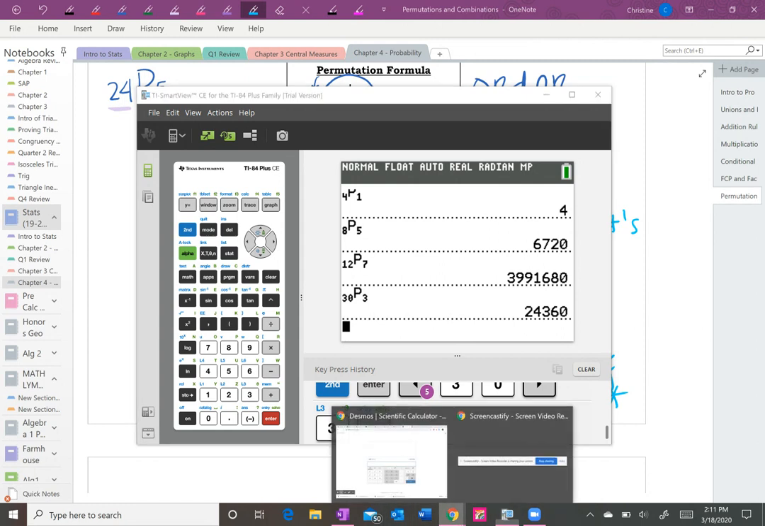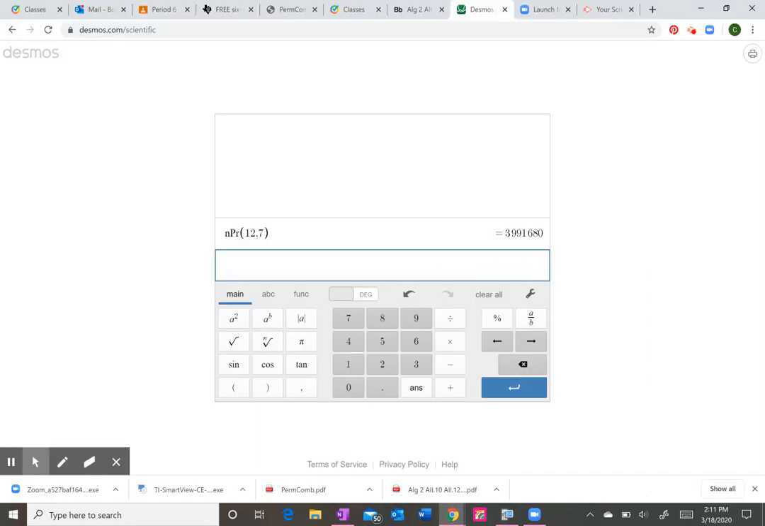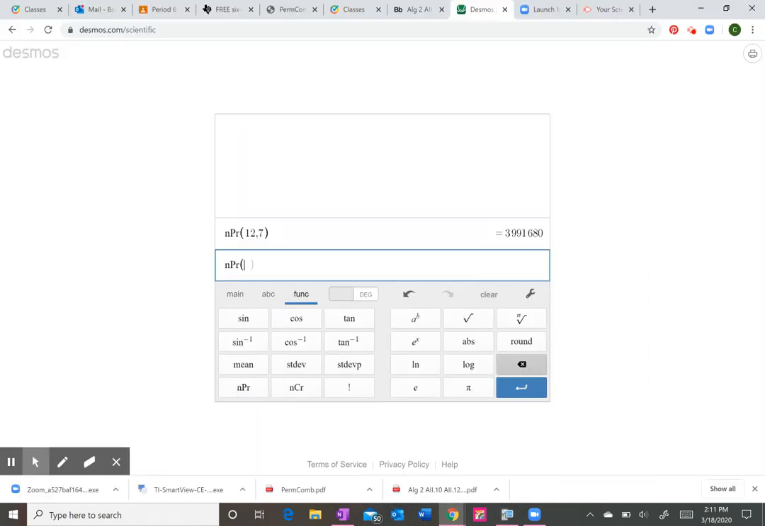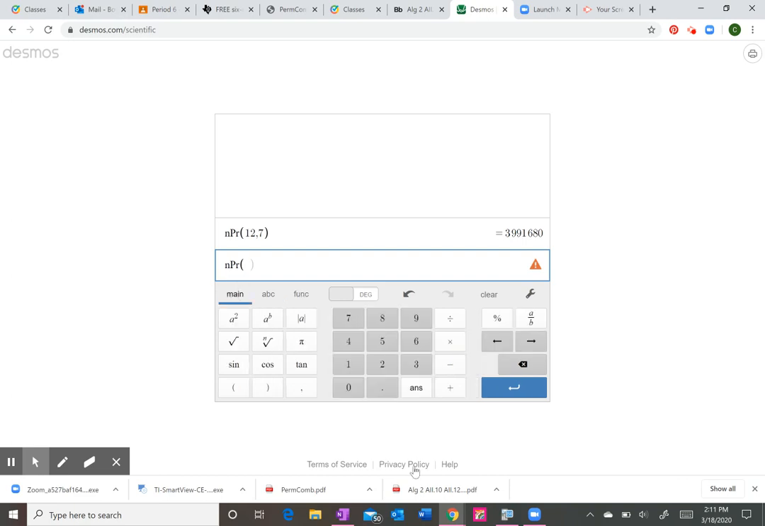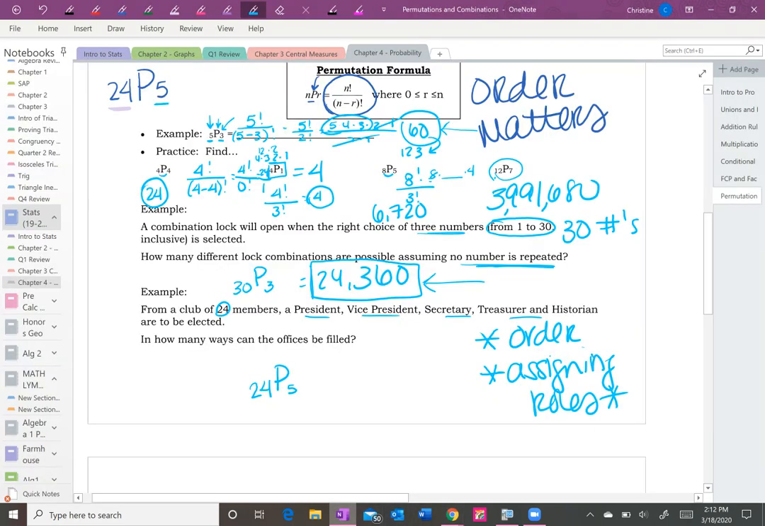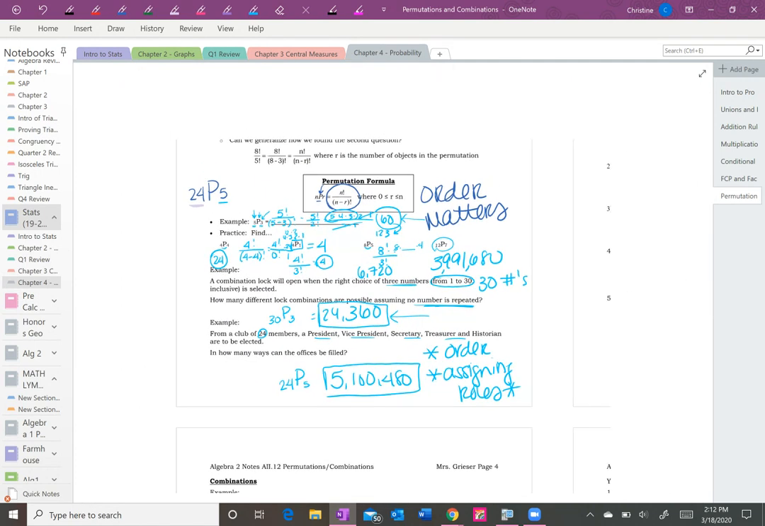I'll use the other calculator real quick. So function nPr, go back to the main, 24, 5. So there's 5 million different ways that this could happen. So 5,100,480 different ways that you could select 5 people to be the president, vice president, and so on. So there is that.